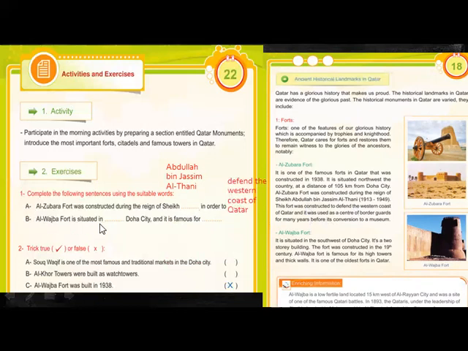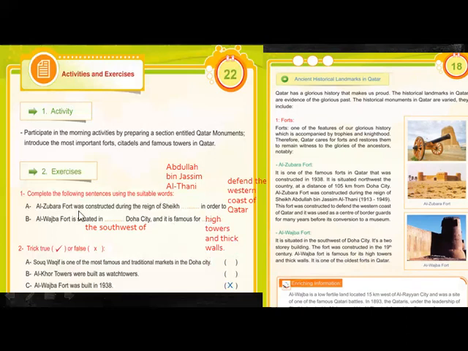Al Wajba Fort is situated in blank, the city, and it is famous for blank. So we need to know the location and why it is famous. So that's Al Wajba Fort. Let's go back to this paragraph. And here is your answer. It is situated in the southwest of the city. That's the first answer for the blank. And right here, what is it famous for? There you go, the word famous. It's famous for its high towers and thick walls. So that's your second answer for the second blank.